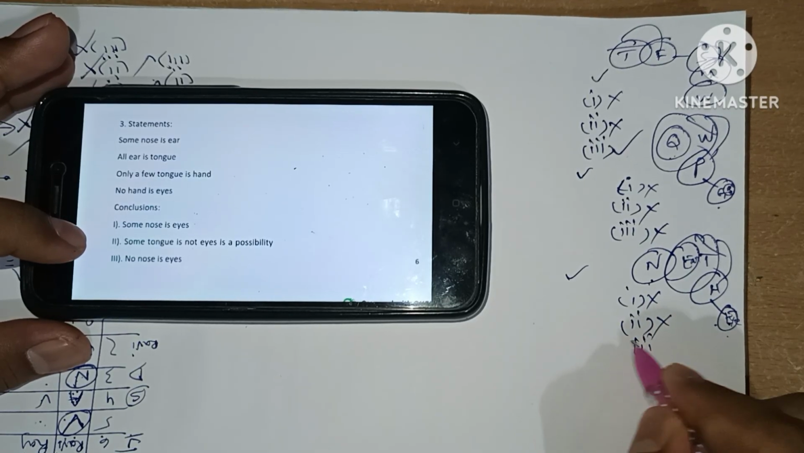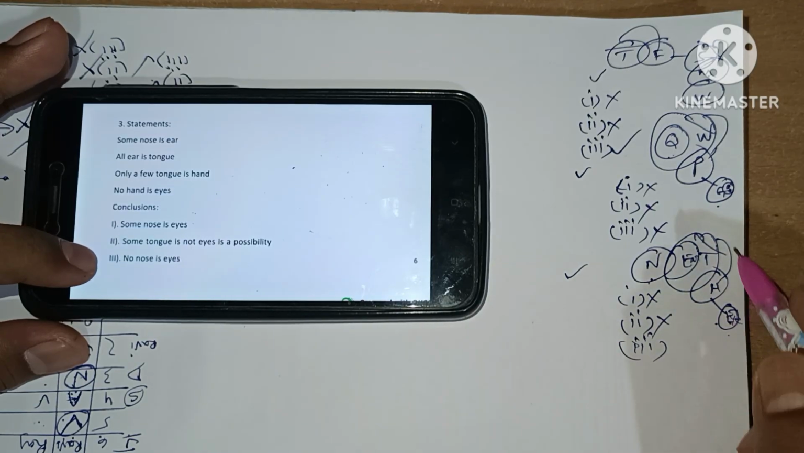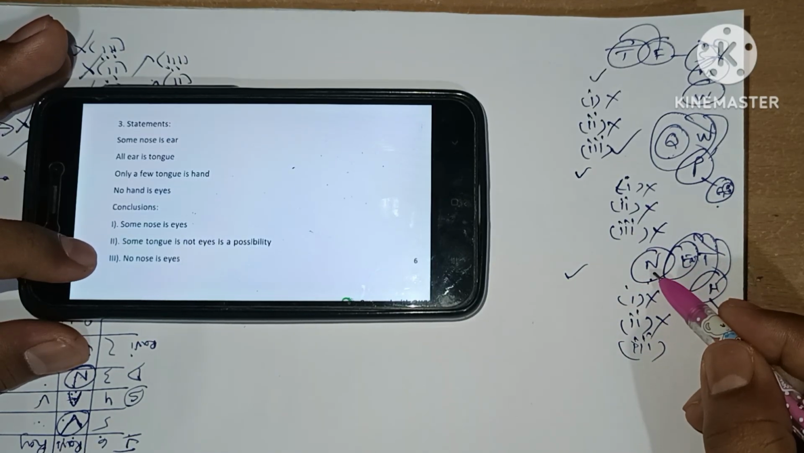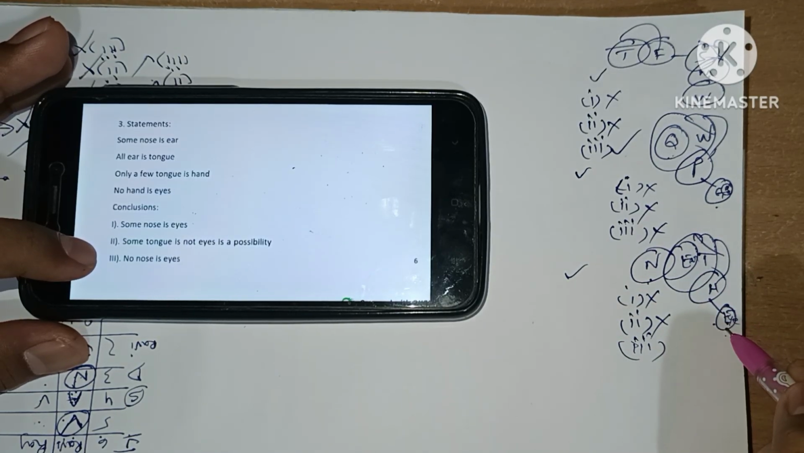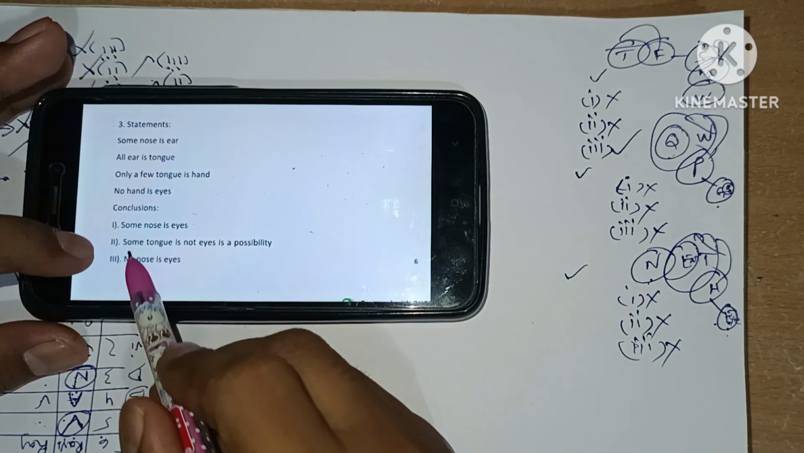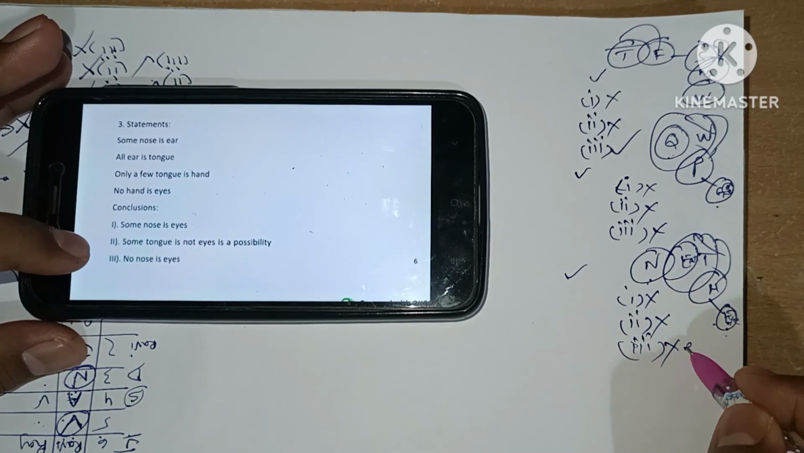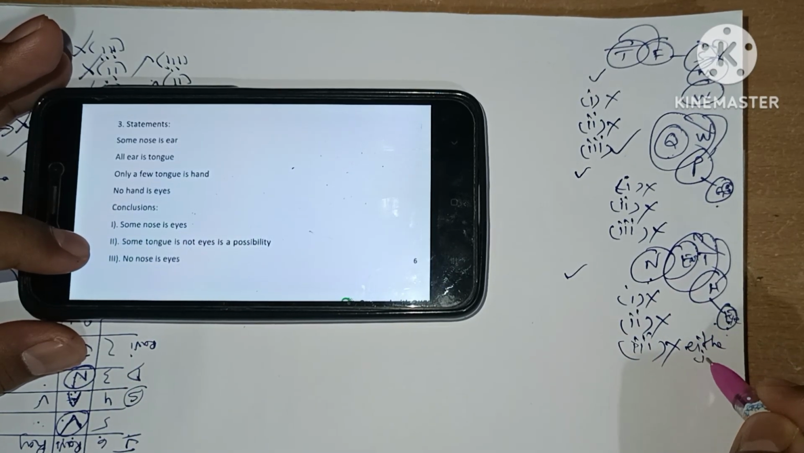Third one, no nose is eyes. Some nose can be eyes as it is possible. Some case possible means no case will be false. Here we see some and no, nose and eyes. So the answer for this question is either 1 or 3.